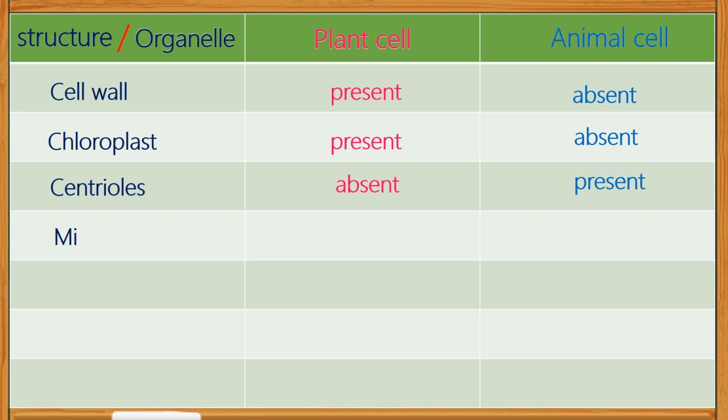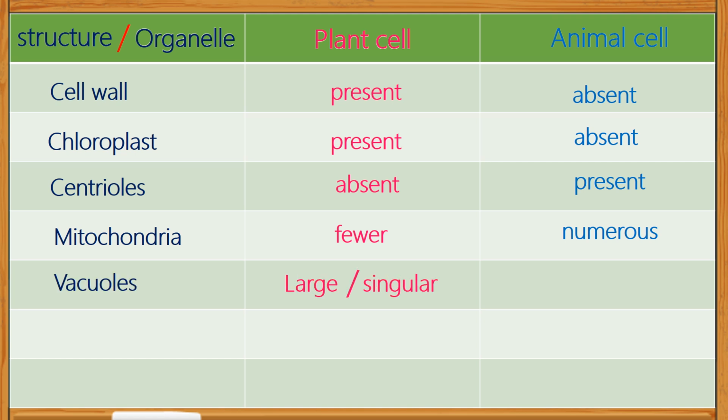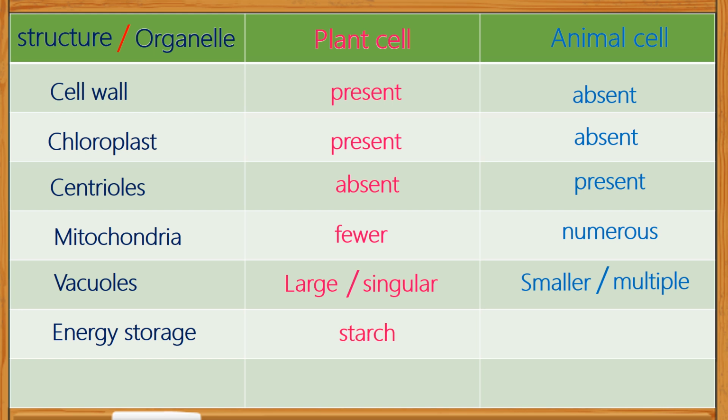In terms of mitochondria, both cells have them, but plant cells have fewer mitochondria, while animal cells have numerous. Both plant and animal cells have vacuoles. The difference is that a plant cell has a large singular vacuole, while an animal cell has much smaller but multiple vacuoles. Regarding energy storage, a plant cell stores energy as starch, while an animal cell stores energy as glycogen.